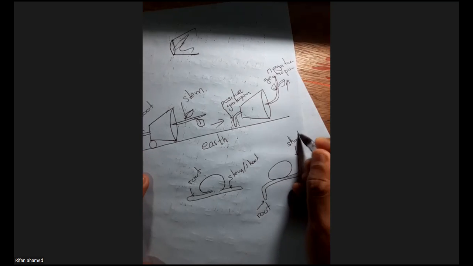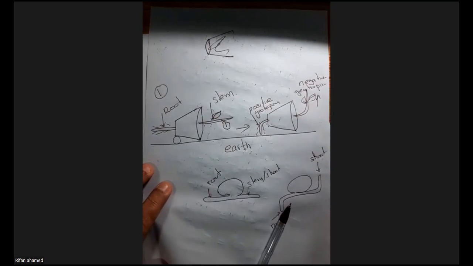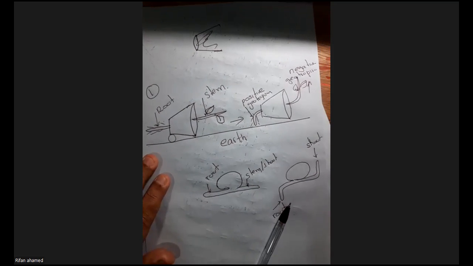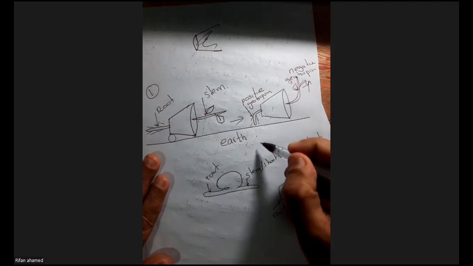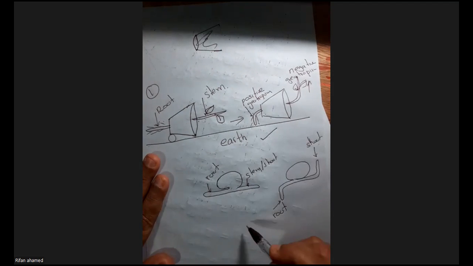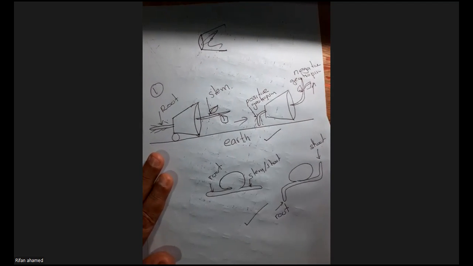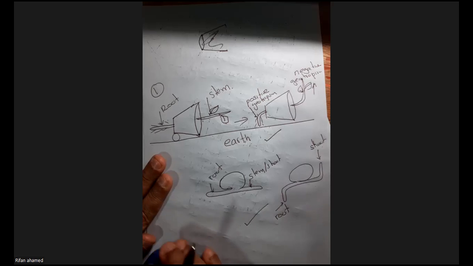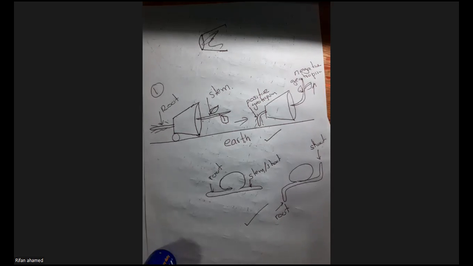and shoot is showing negative geotropism. So in the tube, under positive geotropism, there's a space given, correct? Yes, sir. Under negative geotropism, there's a space given. For one space, you draw this. Tell me after drawing.